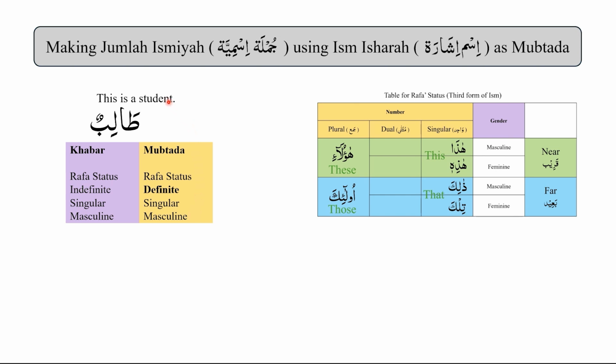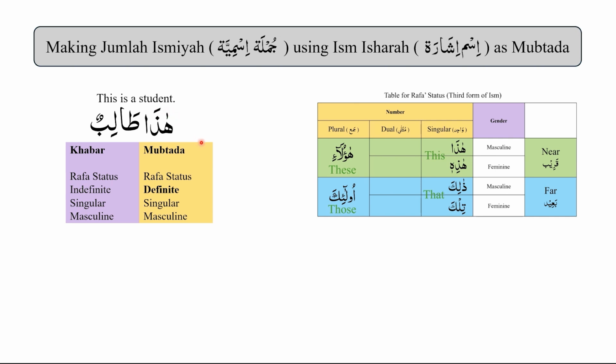If we want the mubtada to be an ism ishara, we will look at our table. "This is a student" means that we are referring to someone or something that is near. So we will be looking in the near section. Since we want an ism ishara that is singular and masculine, we will narrow it down to haza. So our final jumla ismiya is haza talibun, which means this is a student.